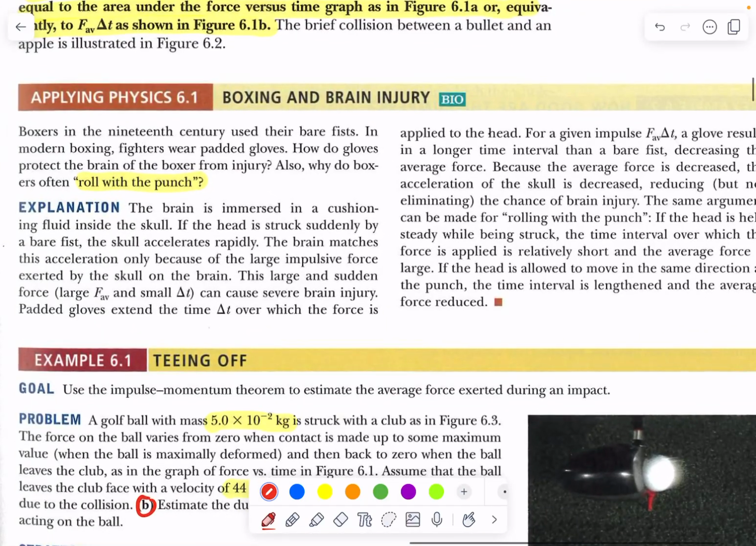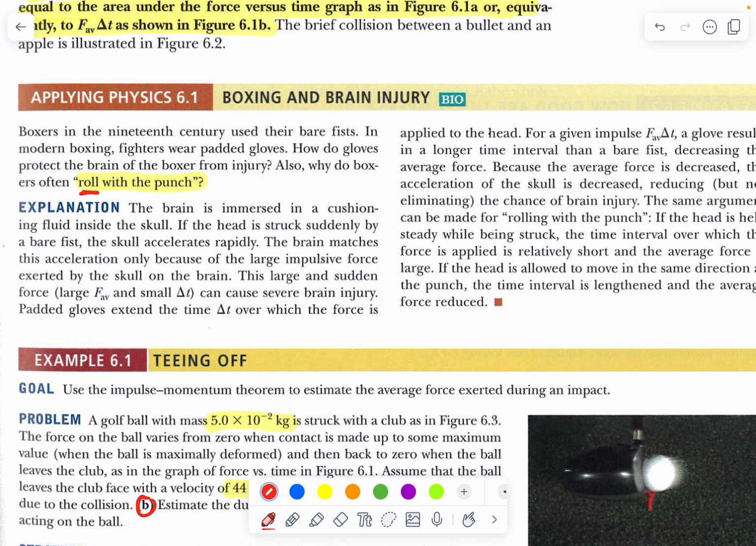Maybe you watch boxing. I find it a rather difficult sport to watch. The idea of trying to hit somebody else as hard as you can, especially in the head, does not seem to me like it ought to be a good sport. But a good boxer is going to roll with the punch. In other words, they're going to try to be moving their head back as the punch comes their way.